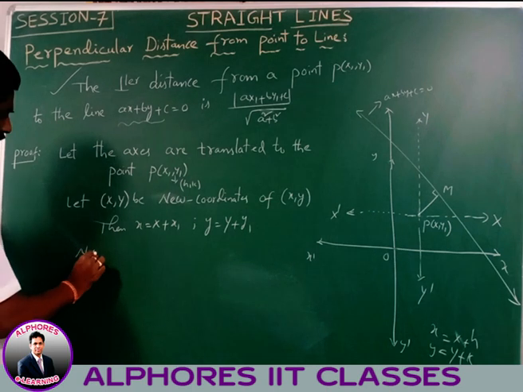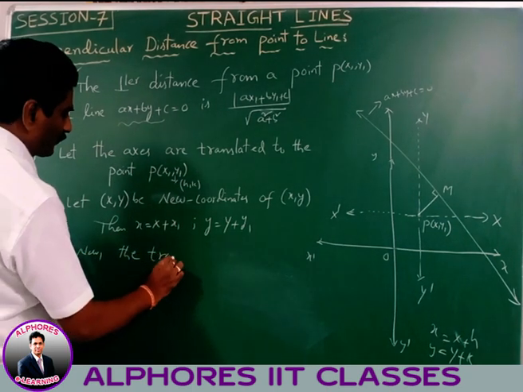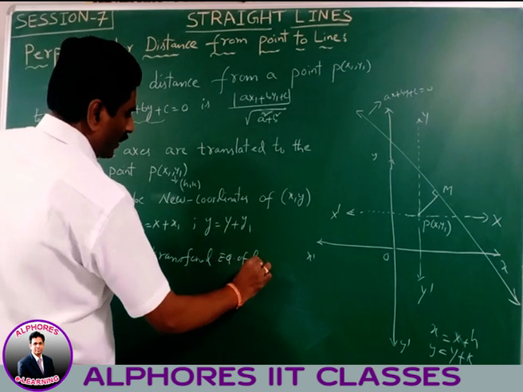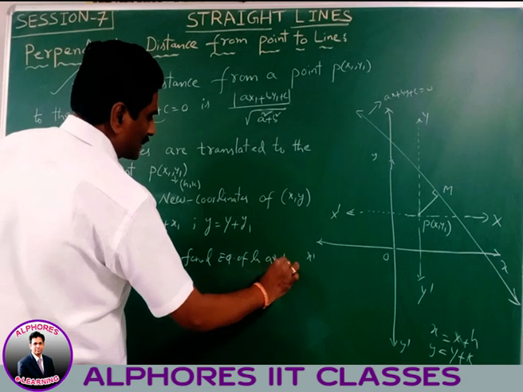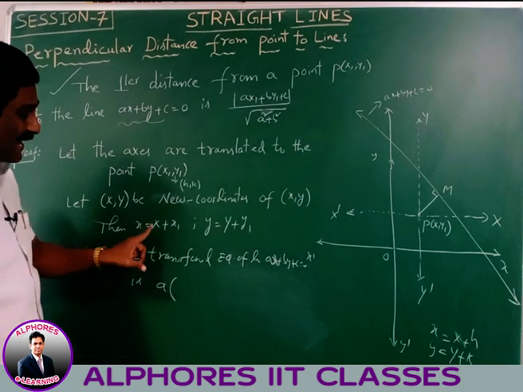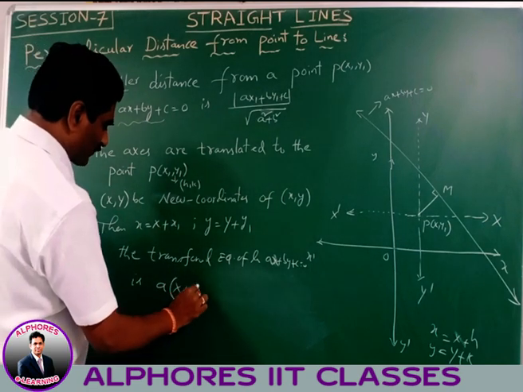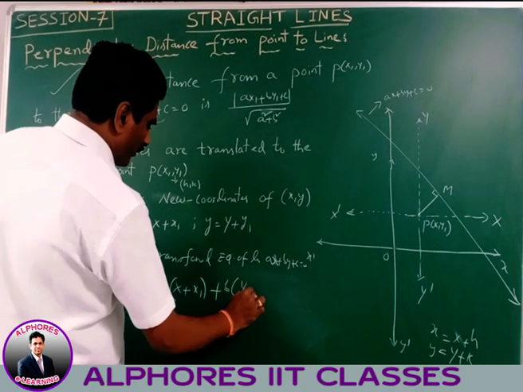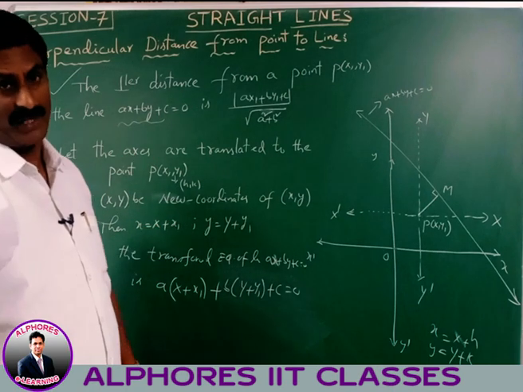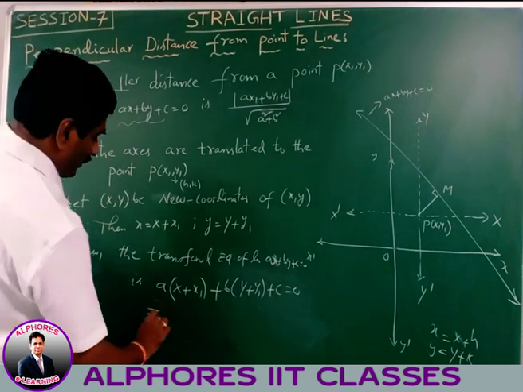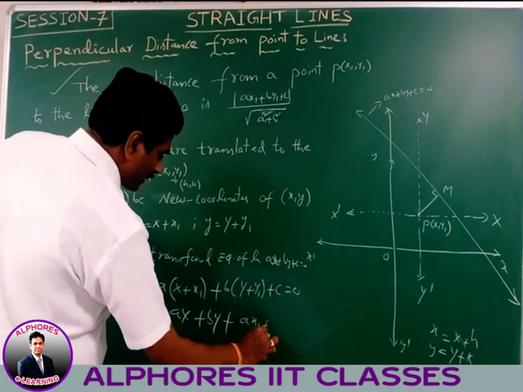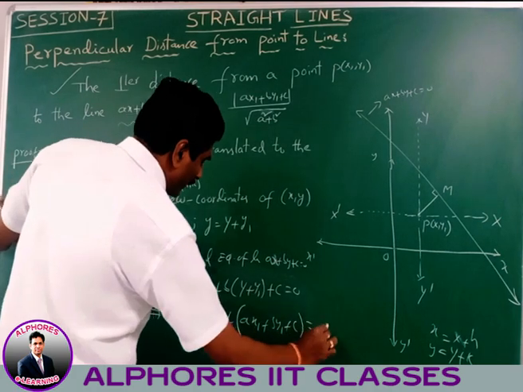Now the transformed equation of the line ax + by + c = 0 is: x, small x, can be replaced as capital X + x1, and y as capital Y + y1. So a(X + x1) + b(Y + y1) + c = 0. It is the transformed equation, that means the new equation. After simplification it can be reduced into aX + bY + (ax1 + by1 + c) = 0. Please observe this value.